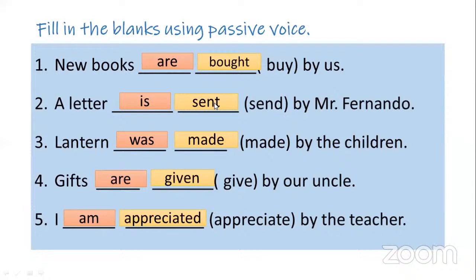I forgot to make a suggestion. When you are doing this activity, you can take a separate book and list out the past participle forms of the verbs. It will be useful to you. Here the past participle forms are bought, sent, made, given, appreciated. You can make a note. Okay, right. Now let's move to the next activity.